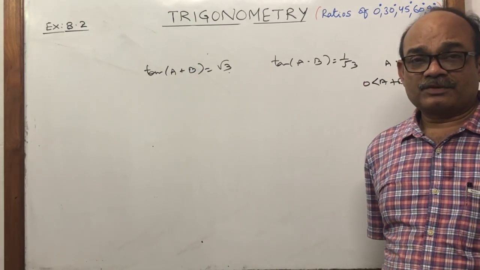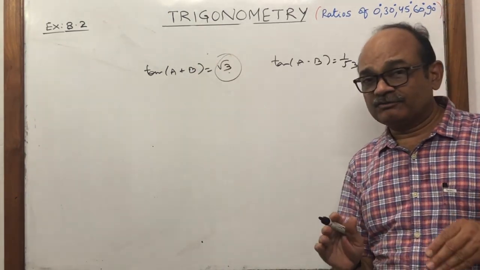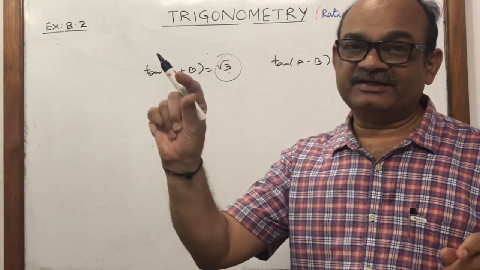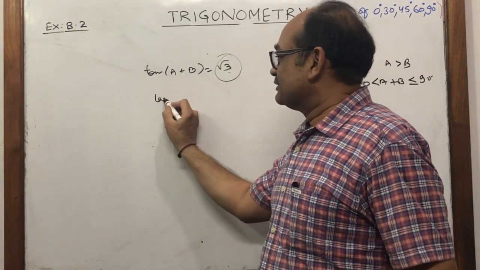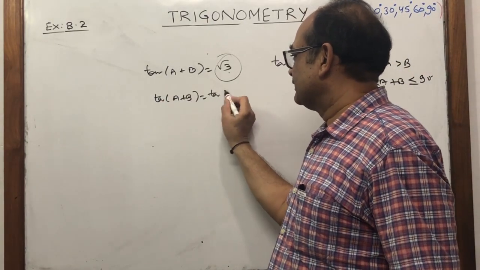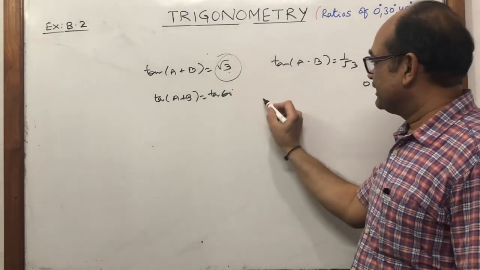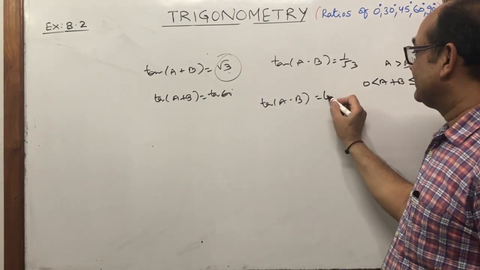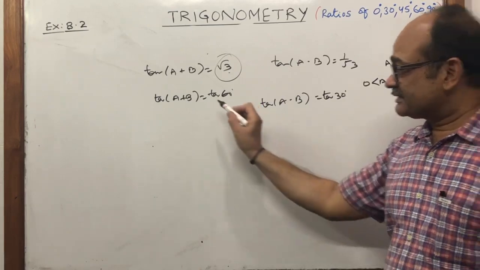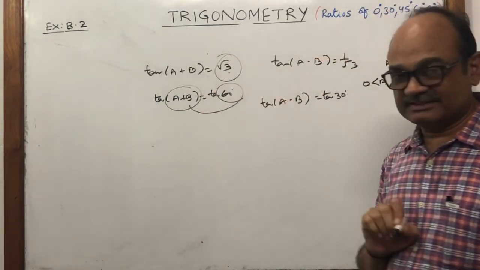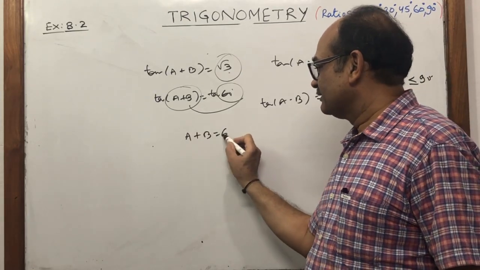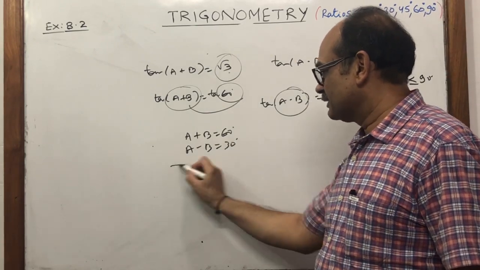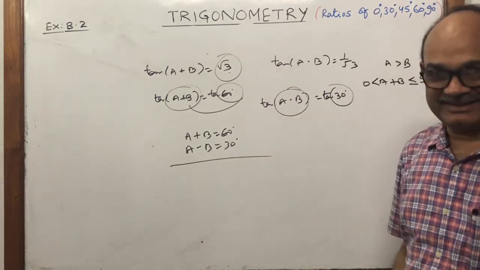From the table, we want to calculate the value of root 3 in terms of tan. It means at how many degrees does root 3 come in the tan row? So if you see the table, simple part, it is nothing but tan 60. Similarly here tan(A minus B), when does 1 by root 3 come in the tan row? Tan 30. It means this A plus B is theta equals to what? 60. So A plus B, if you compare, equals 60, and similarly A minus B, if you compare, is nothing but 30.